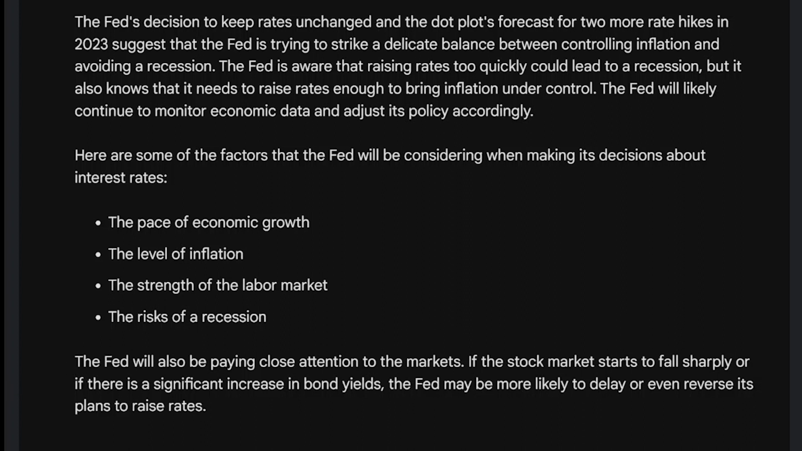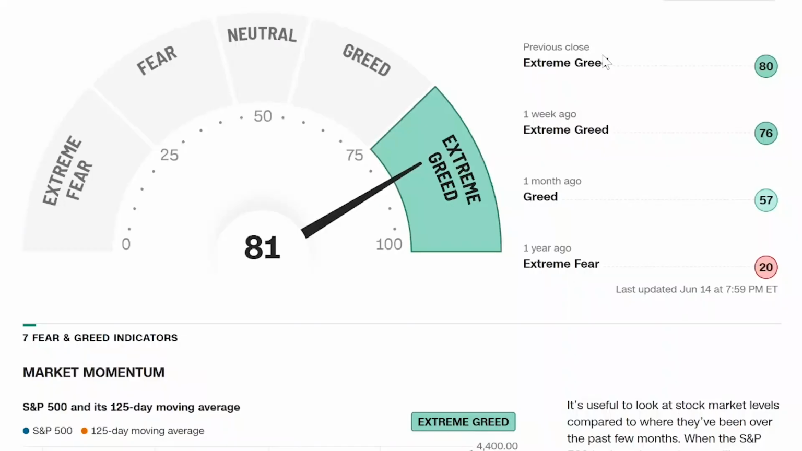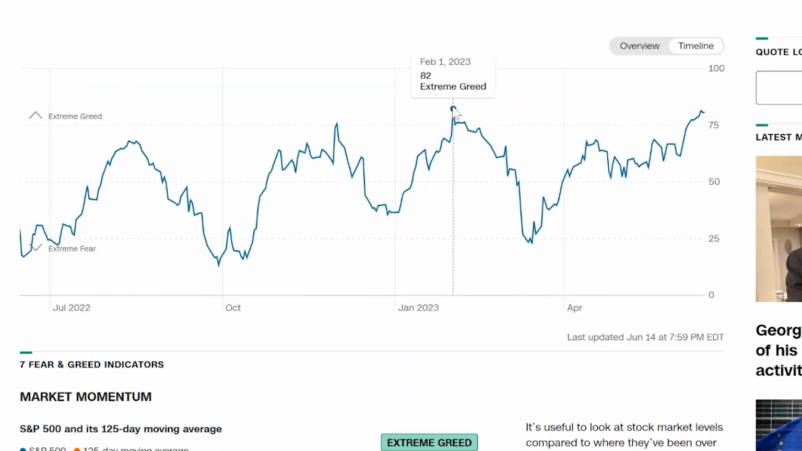And just remember that the Fed will be paying attention to the markets, and if the stock market starts to fall sharply, or there is a significant increase in bond yields, the Fed may be more likely to delay or even reverse its plans to raise rates. So I guess we have to look at the stock market then, right? Well, the stock market right now is in extreme greed. It's sitting at 81, which is really, really frothy. It's not an all-time high for the year, but it's certainly very high.